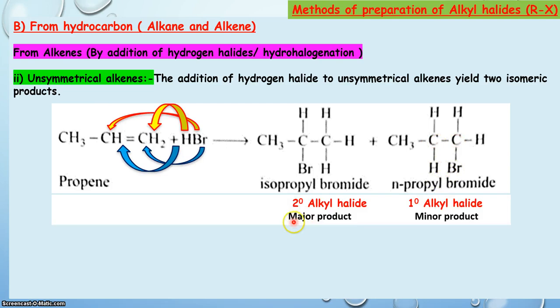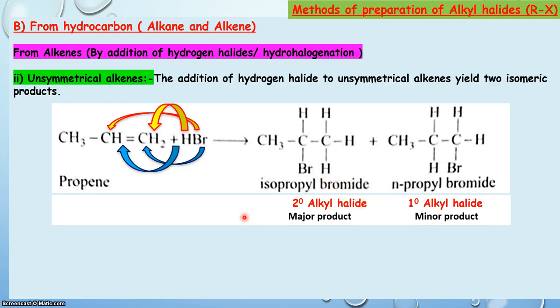Here you can observe this one is a secondary alkyl halide and the second product is a primary alkyl halide, while the major product is isopropyl bromide or 2-bromopropane. This is the major product. Experimentally, it has been found that this isopropyl bromide, that is 2-bromopropane, is the major product.